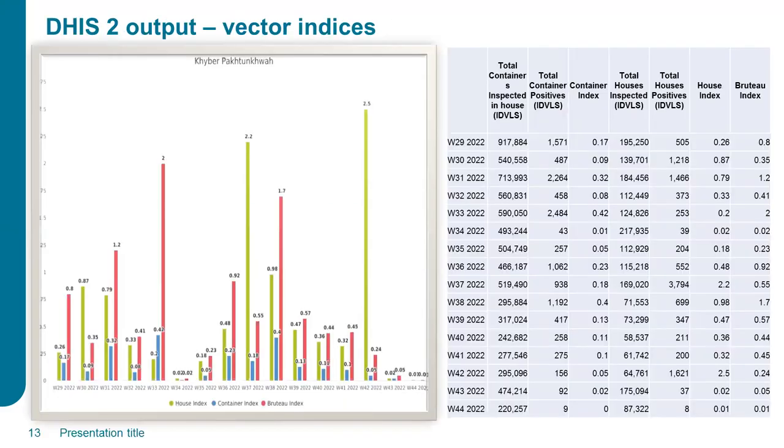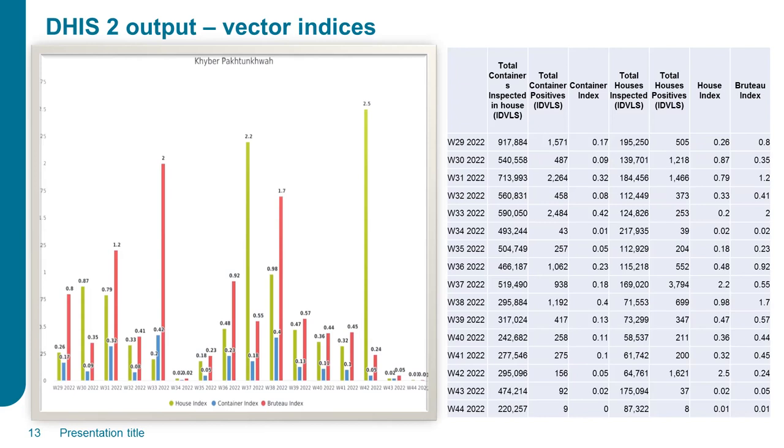if there is any outbreak or epidemic of dengue fever reported. So here is the DHIS2 output on which you can see the responses against different variables. This graph and table give you a snapshot of the number of houses and containers examined by the vector surveillance teams, along with the number of houses and containers found with the presence of dengue larva, which they recorded as positive houses or containers.